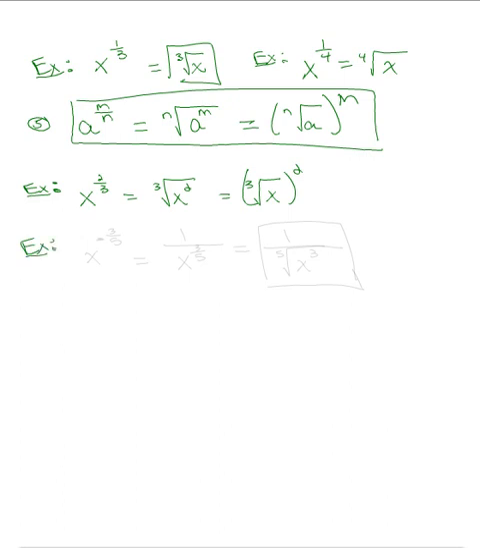Another example, you have x to the negative 3/5. First thing I would do is write that as 1 over x to the 3/5 power, which is just a radical. It's the 5th root of x cubed. And that's how I would write my answer for that.